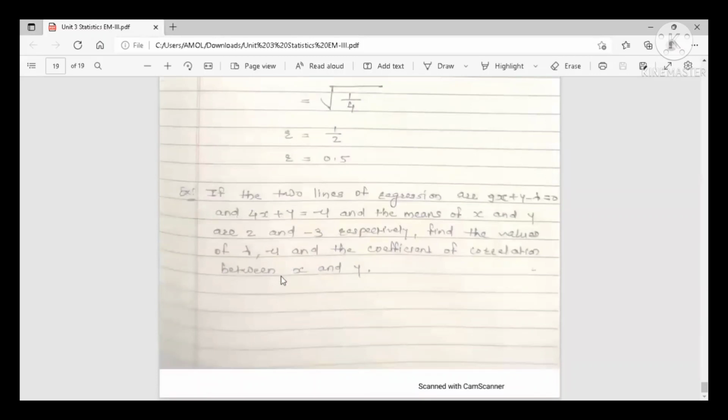There is one more example, you try yourself, try to find the solution. If two lines of regression are 9x plus y minus lambda is equal to 0 and 4x plus y is equal to mu, and the means of x and y are 2 and minus 3 respectively, then find the values of lambda, mu, and the coefficient of correlation between x and y. So here two regression lines are given. Again, the means of x and y are given as 2 and minus 3, which means x bar is equal to 2, y bar is equal to minus 3. Then you find the values of mu and lambda. So how to find these values, mu and lambda?